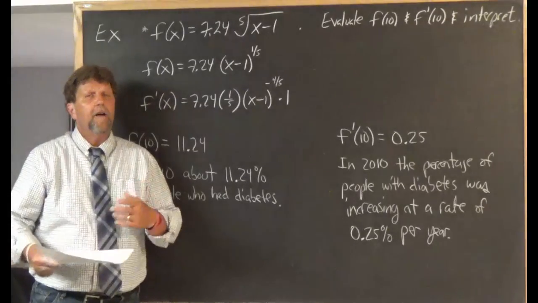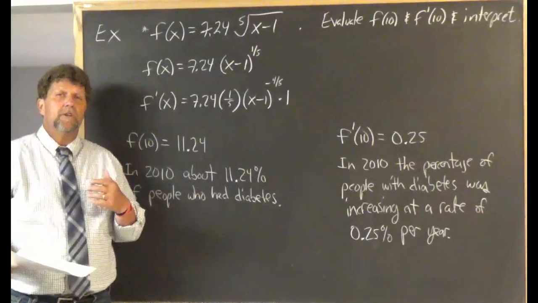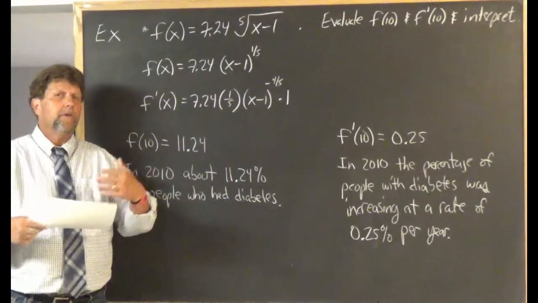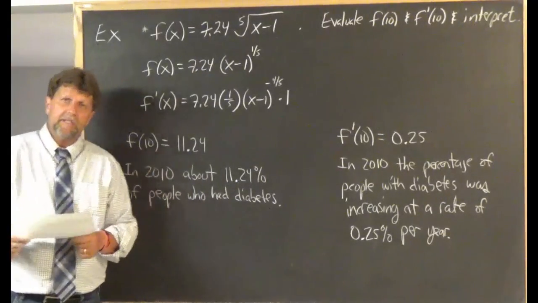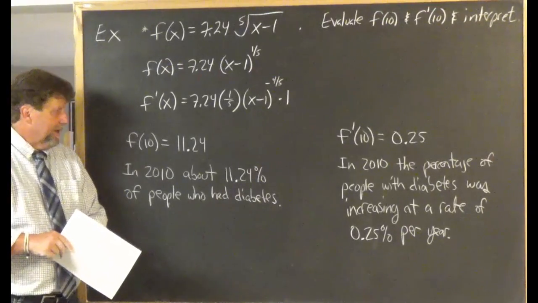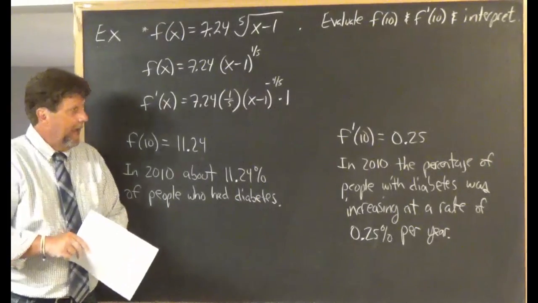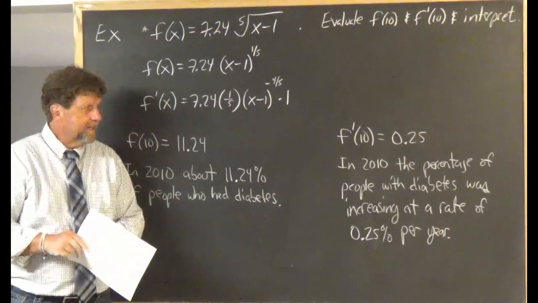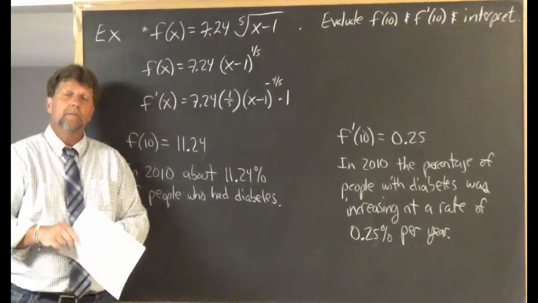And you could do the following. I'm not going to write this down. I'm just going to babble it. You could do like a super interpretation. You could just do one sentence where you interpret f of 10 and f prime of 10 in one sentence. And it would be something like this. In 2010, there were about 11.24% of the people who had diabetes, and that was increasing at a rate of about 0.25% per year.